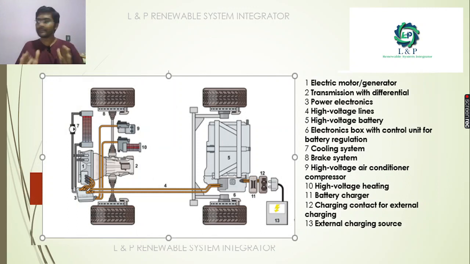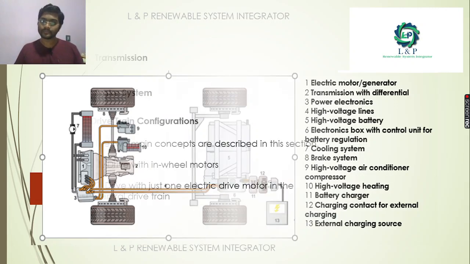As we told earlier, we need to be crystal clear about the main components of the electrical vehicle. First is the electrical motor. You should have a transmission with the differential, and third is the power electronics, high voltage lines, high voltage battery, electrical box with a control unit for battery regulation, cooling system, braking system, high voltage air conditioning compressors, high voltage heating, battery charger, charging contact for external charging, and the external charging sources. These are the 13 important components of the electrical vehicle.